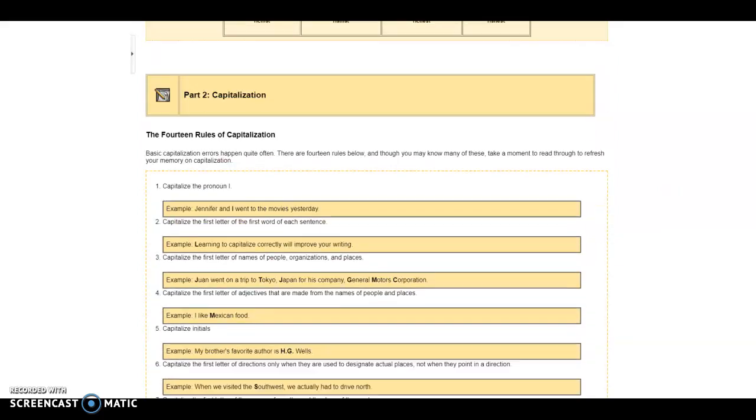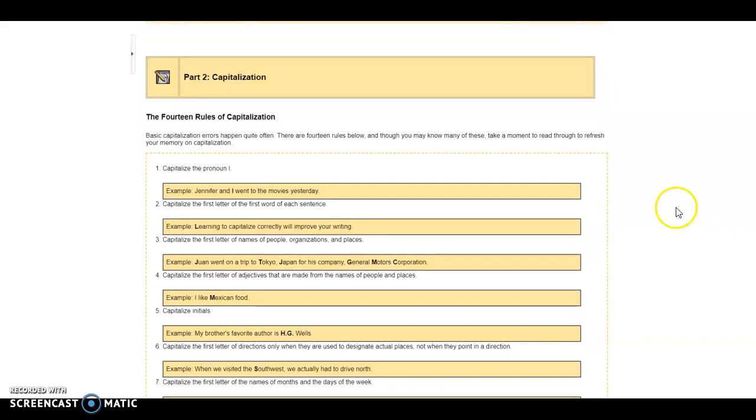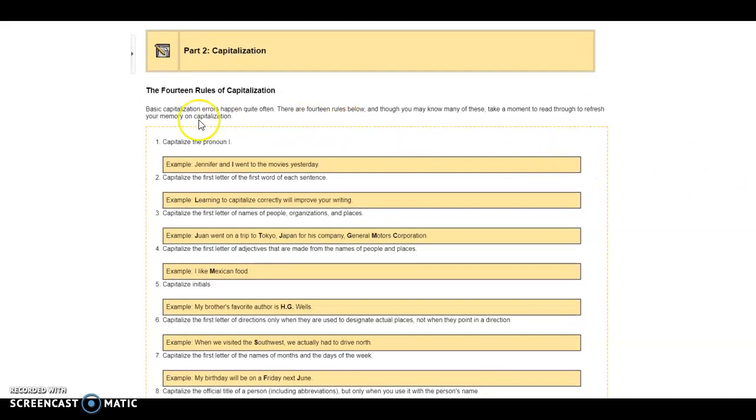Another error that we can look at, or another problem that students sometimes have in writing, aside from spelling, is capitalization. And capitalization is kind of like a subtopic of spelling. If you're using capitalization incorrectly, it's kind of like a spelling error. Okay, and so just like we did with spelling errors, we're going to look at 14 different rules for capitalization.